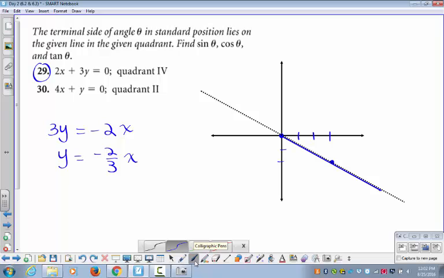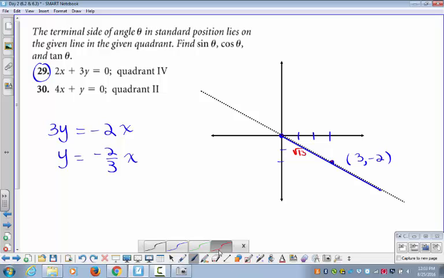The x and y coordinates here are 3 and negative 2. So the r value looks familiar. 9 plus 4 is 13, so this distance is square root of 13. That radial distance from there to there. Square root of 13.